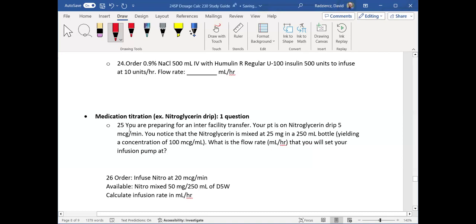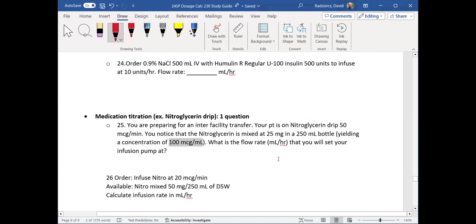Let's say we're going to start the patient on 50 micrograms per minute. The nitroglycerin is mixed, and I'll leave this alone, 25 milligrams in a 250 ml bottle. And then it tells you the concentration, 100 micrograms per milliliter.